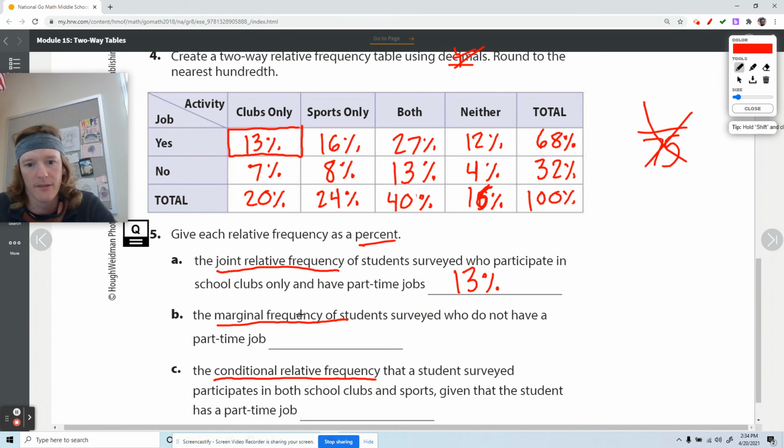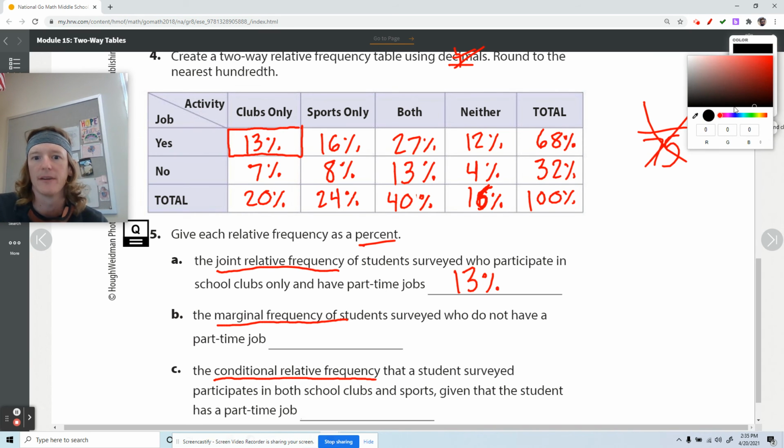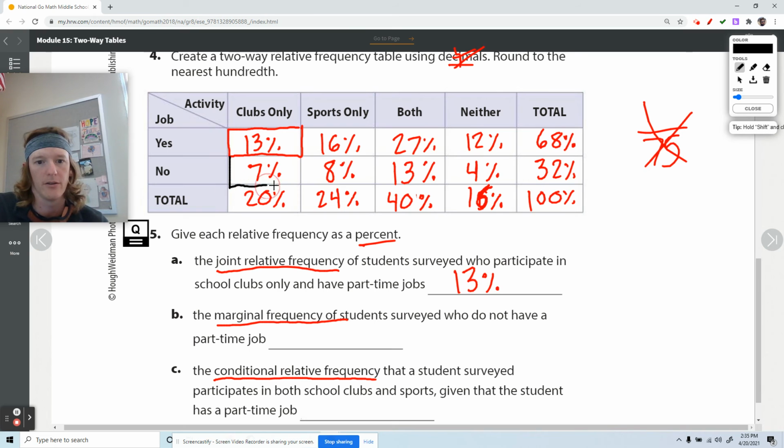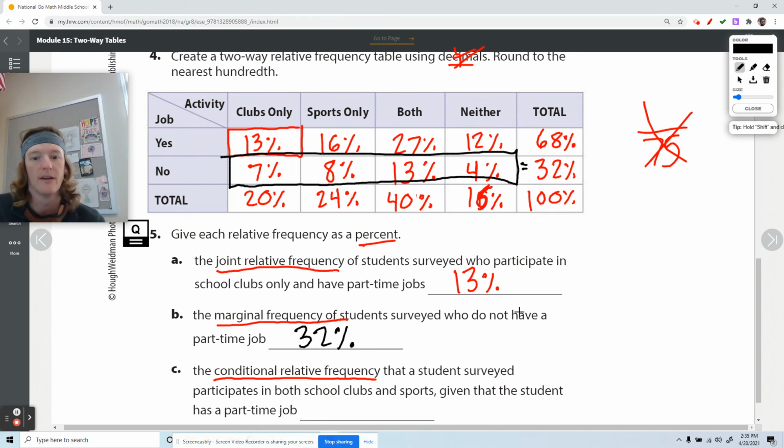Letter B, how many students surveyed do not have a part-time job? So this is just all the people who don't have a part-time job, which would be all the no's added up, which we actually already have. It equals 32. So we have 32% of people don't have a part-time job. So marginal is where you just combine some boxes.